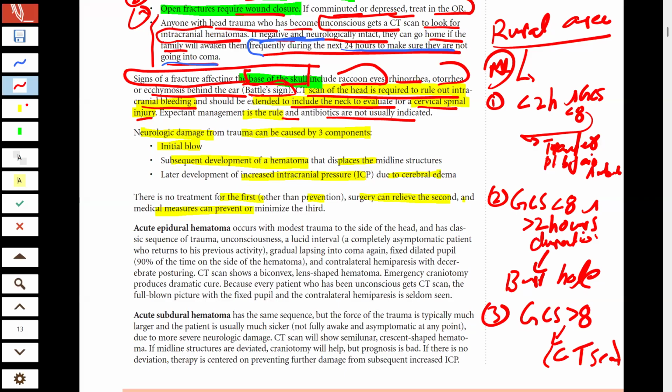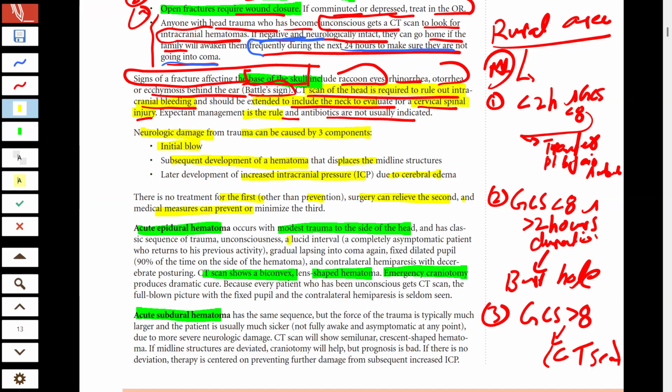Okay, move to next. In the next we have acute epidural hematoma. We discussed it in detail in the neurology class. Even with modest trauma to the side, the patient can get an epidural hematoma. You will find out on CT scan that there is a biconvex lens-shaped hematoma. Emergency craniotomy must be done. So emergency craniotomy, and the CT scan will show a biconvex shape.